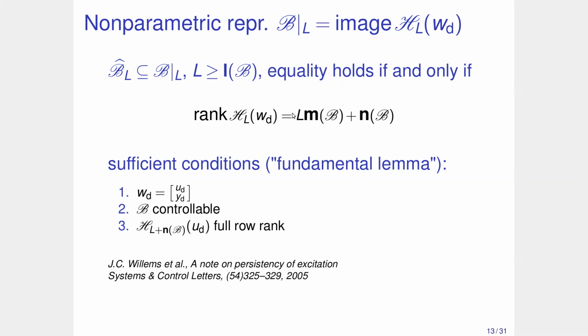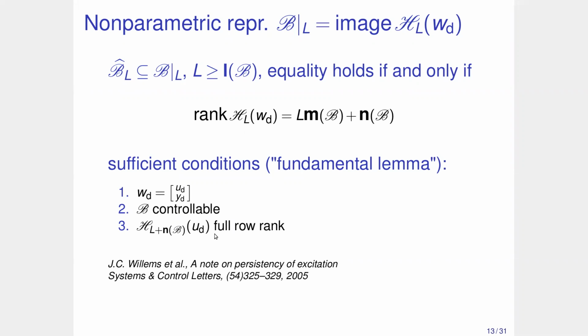So this is a simple condition to check, again, based on a rank check and prior knowledge of integer invariance. This is an alternative to other conditions which are known in the literature as the fundamental lemma, which are only sufficient, and they're derived more from the perspective of input design. So in the fundamental lemma, the given trajectory WD is split into inputs and outputs. The rank condition, similar to the one that I showed, is only in terms of the inputs.